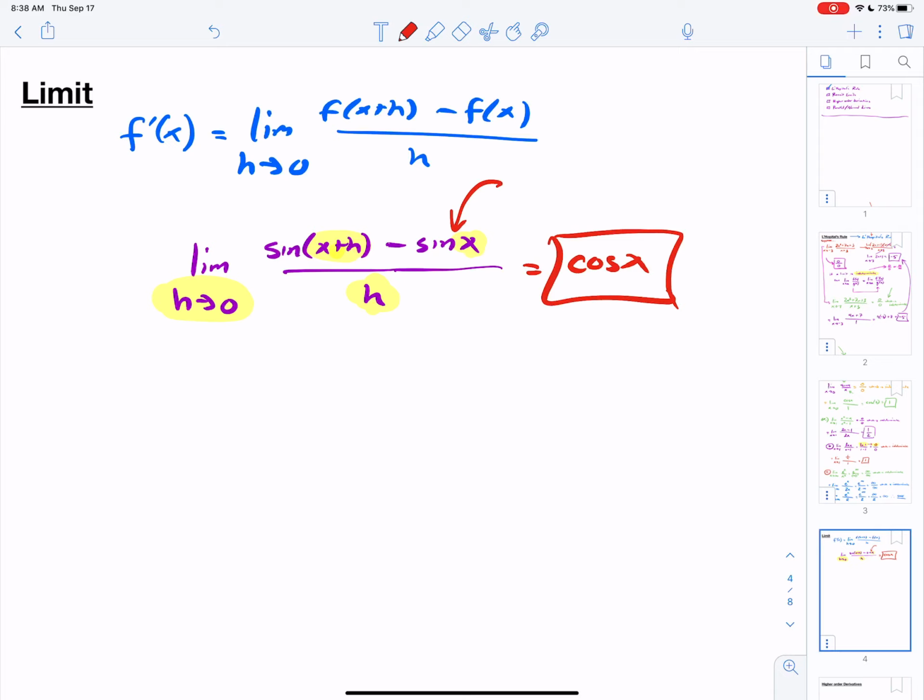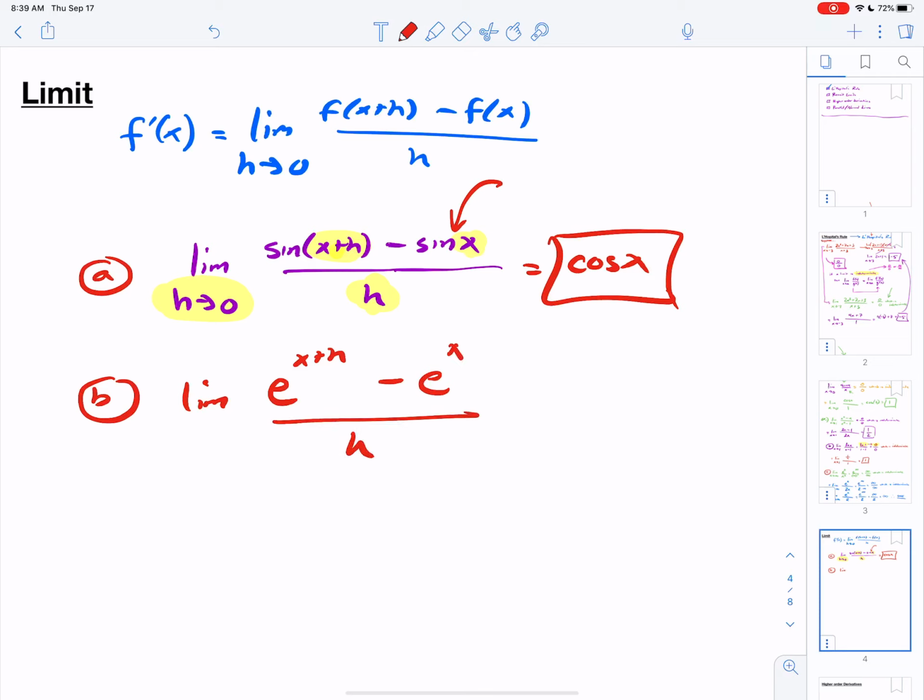If you use L'Hopital's rule, you will probably get your answer, but it will probably take an extra minute or 2 or 3. Especially on the AP exam, you don't have any second to waste, so you want to be as efficient as possible. So if I ask you, what's the limit of e to the x plus h minus e to the x all over h as h approaches 0? Go ahead and try that on your own, but it shouldn't take you more than 5 seconds.